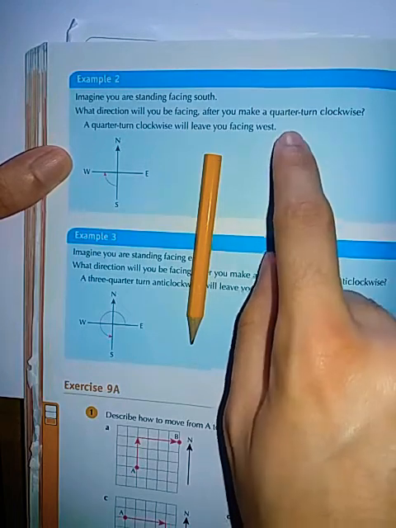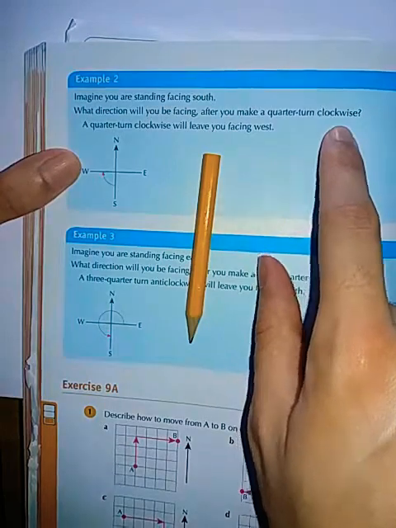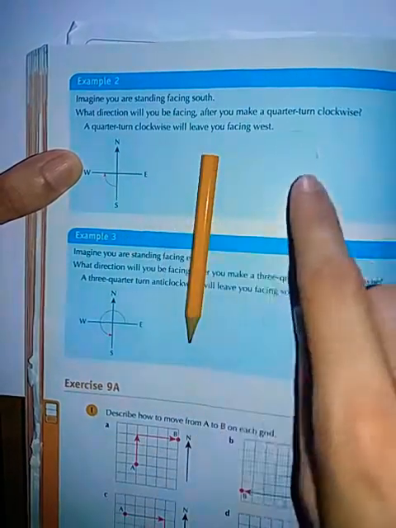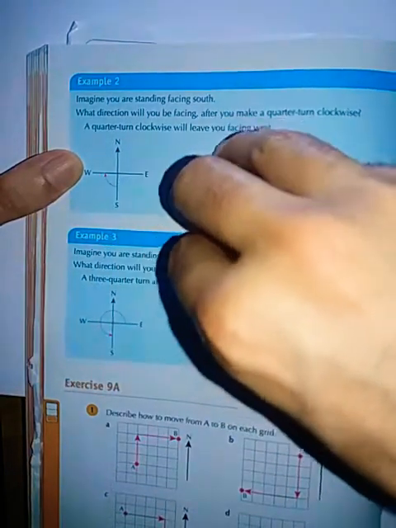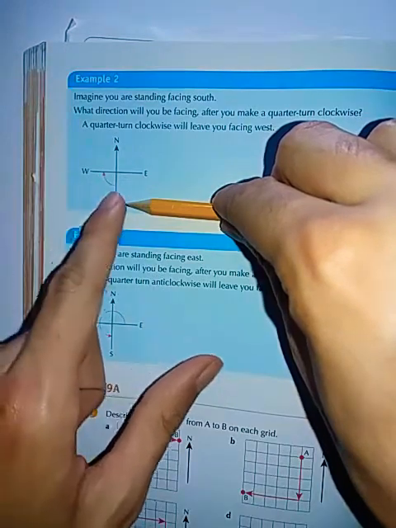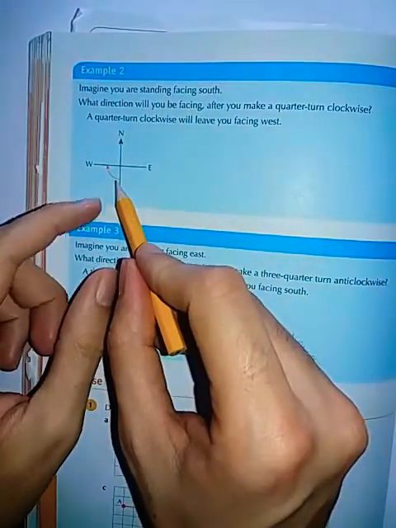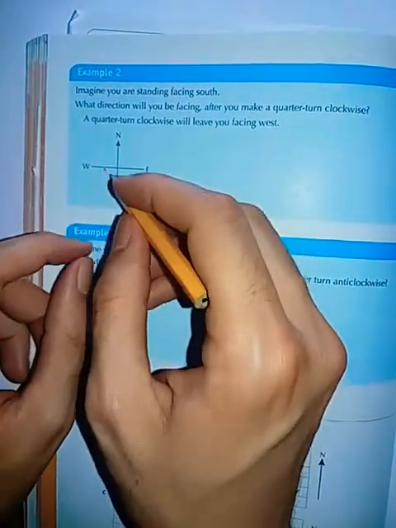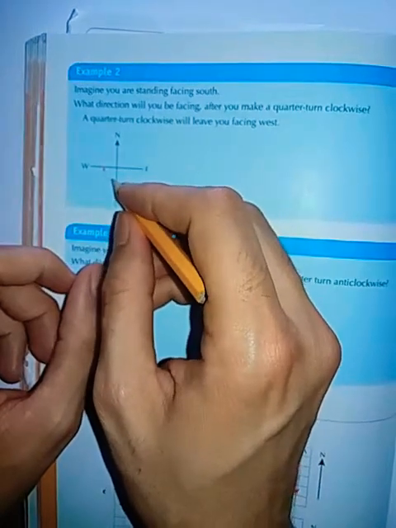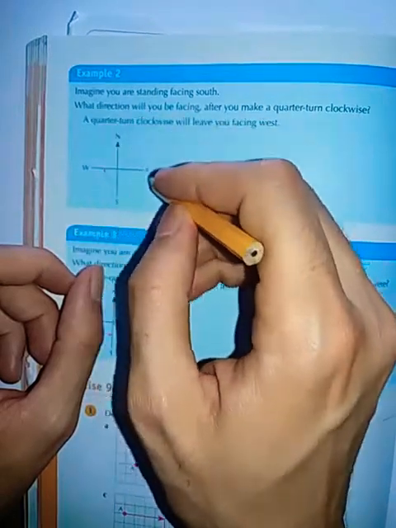So we have the amount of the turn, which is a quarter, and we have the direction, which is clockwise. Clockwise means that we will go like this. The amount is a quarter turn, so we will move like this. So we will be facing the west direction. As you can see here in the picture, the arrow shows that we moved from the south to the west. That's a quarter turn, moving clockwise.